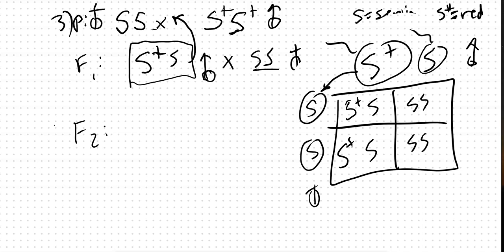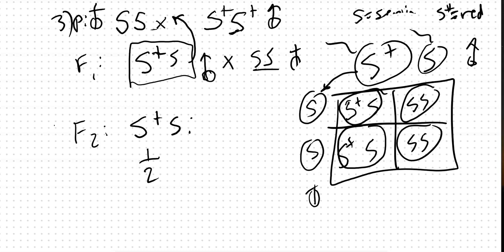So for the F2, we would expect 1/2 to be S plus S. Right? Well, 2/4, but that reduces to 1/2. And then 1/2 would be S S. This would have red eyes. This would have sepia eyes. All right, you just need one red allele to make it red.